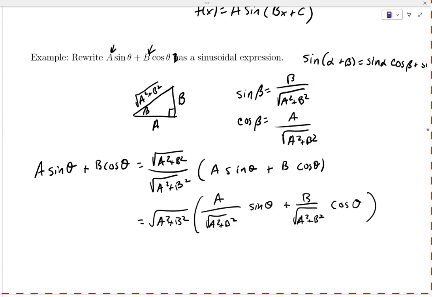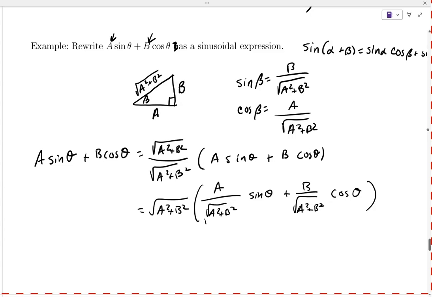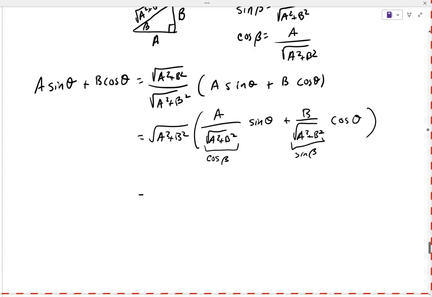So again, now that we have things set up this way, this piece here is your cosine of beta. This piece here is your sine of beta. So you would get the square root of a squared plus b squared times sine of theta plus beta.